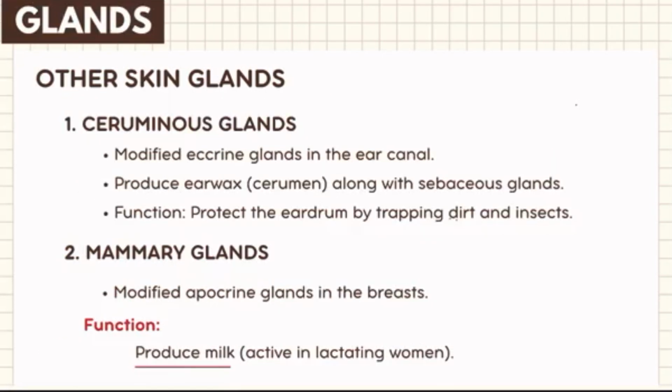Under the two types of sweat glands are ceruminous glands and mammary glands. Ceruminous glands are modified eccrine glands in the ear canal that produce earwax, cerumen, along with sebaceous glands. Its function is to protect the eardrum by trapping dirt and insects, while the mammary glands are modified apocrine glands in the breast that produce milk.